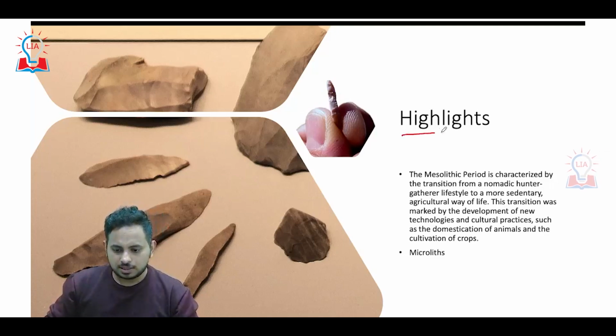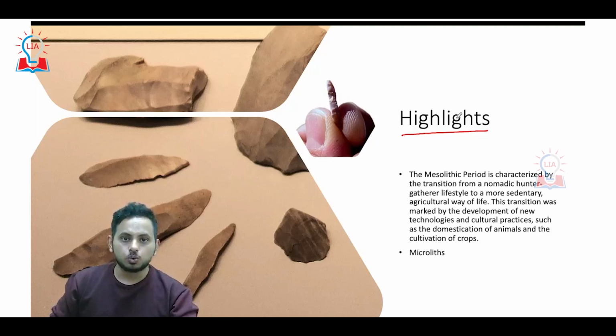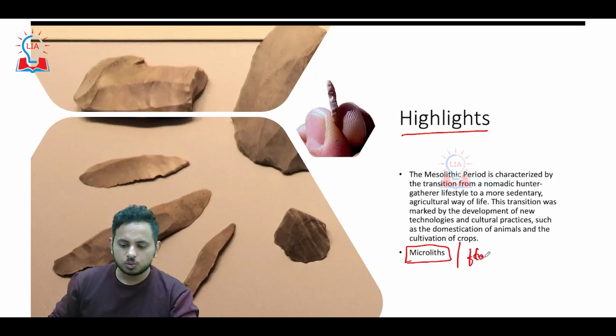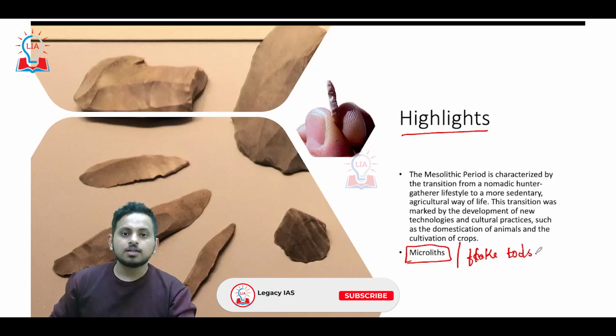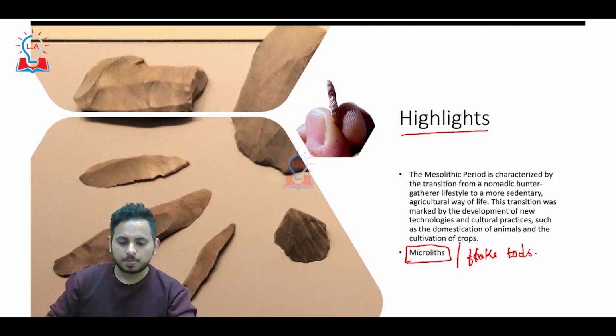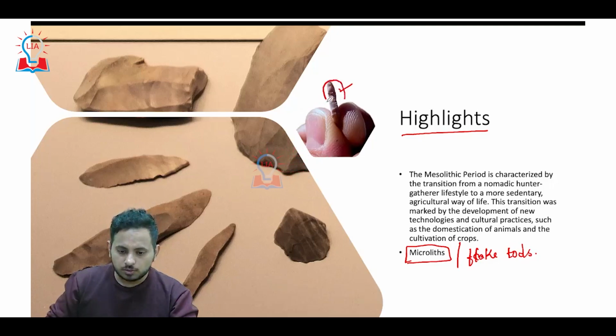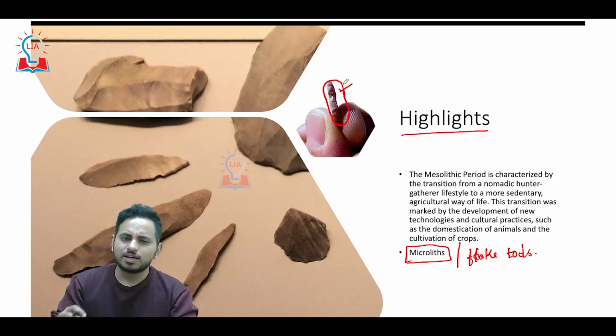Here, the characteristic tool of the Mesolithic period is the microlith. This is also called flake tools, not fake tools. It is flake, F-L-A-K-E, flake tools. So what is this microlith? What are these flake tools? You can see here, this tool is very small, very tiny. These are called microliths or flake tools. Remember, this is a characteristic feature of the Mesolithic period.